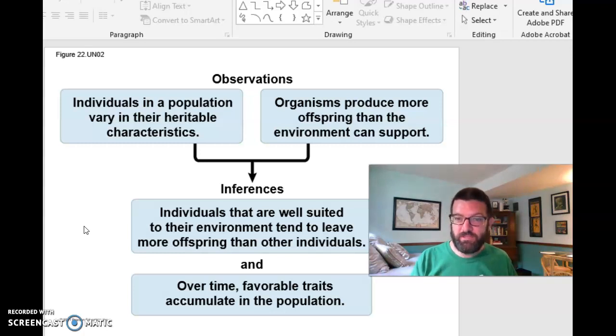And if you do that across lots of generations, eventually those favorable traits accumulate in a population, and voila, evolution has happened, and a population looks different after multiple generations than it did before.